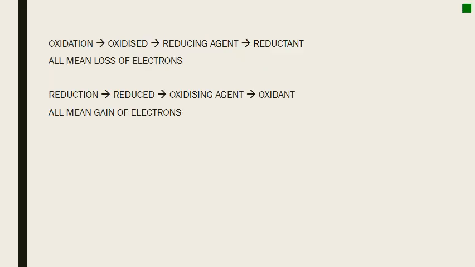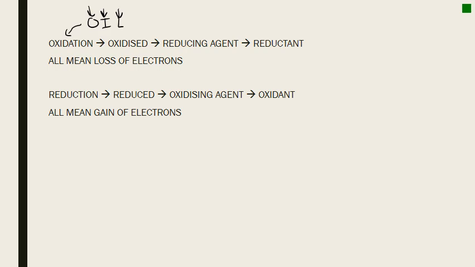So these are key terms that you need to know. Oxidation, oxidized, reducing agent, reductant, all mean loss of electrons. And how I remember that oxidation means loss of electrons is with the acronym OIL. So oxidation is the loss of electrons.